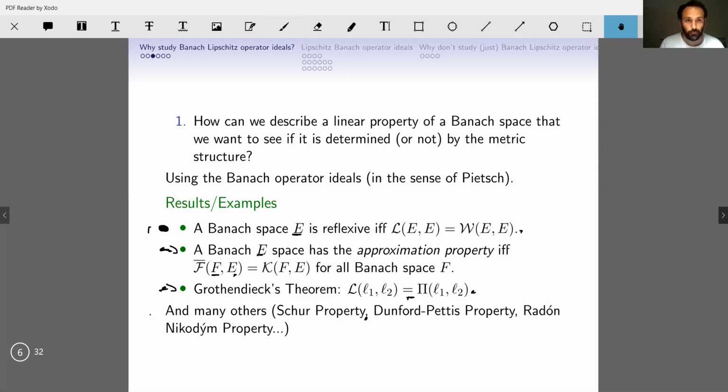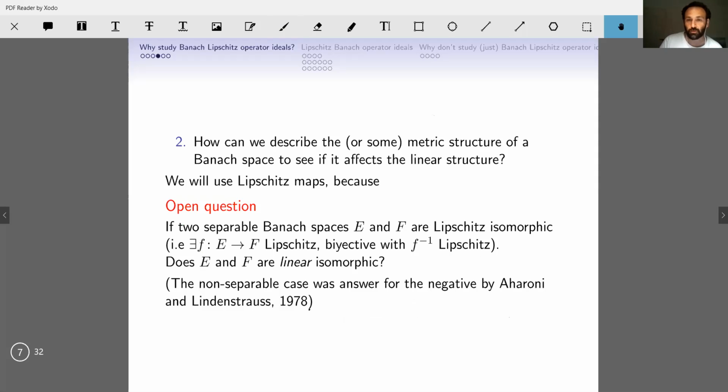So, how can we describe the metric structure of a Banach space? Well, we will use Lipschitz maps. That is because there is an open question in this theory that states: if two separable Banach spaces E and F are Lipschitz isomorphic, then both spaces must be linearly isomorphic. Here we take a separable space because the non-separable case was answered by Aharoni and Lindenstrauss in 1978.